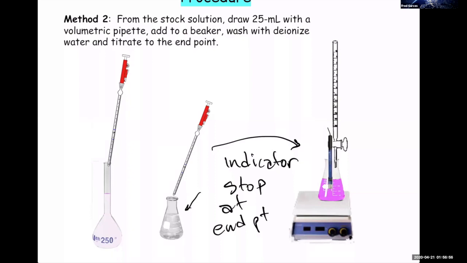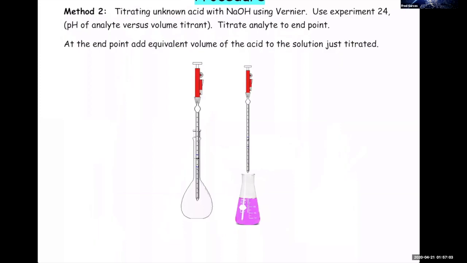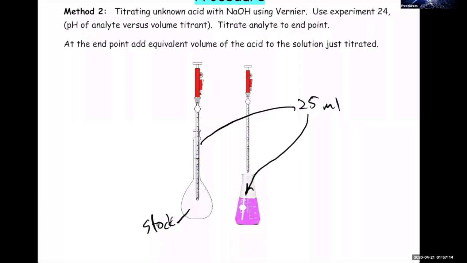Okay. Once you've made the solution pink, so you've reached the endpoint, what you need to do is go back to your acid. So this is the stock. Draw an additional 25 mils of acid, and then add that 25 mils to the solution that has just been titrated. What that does is, remember you added acid when you titrated it? All that acid has been converted over to its conjugate base when you reach the equivalence point.